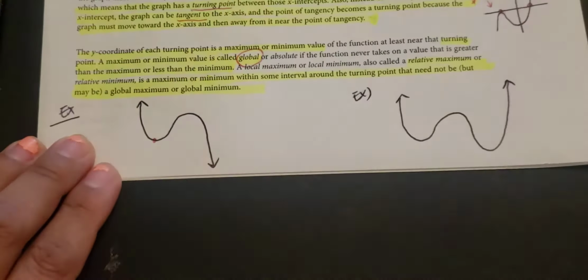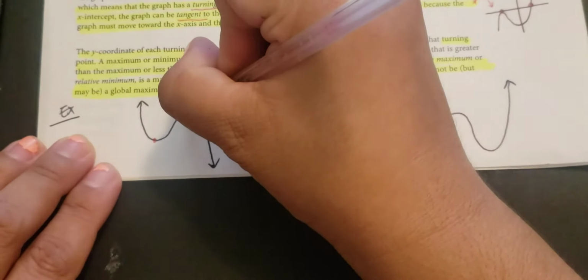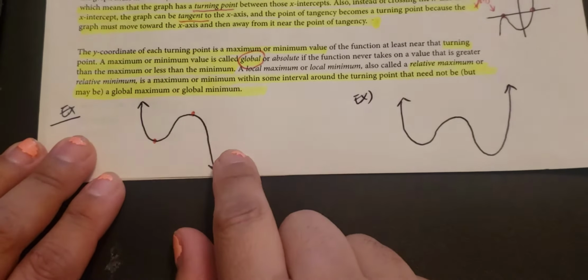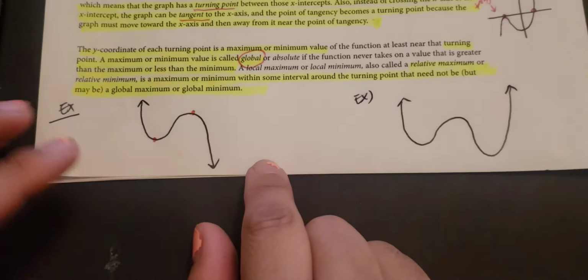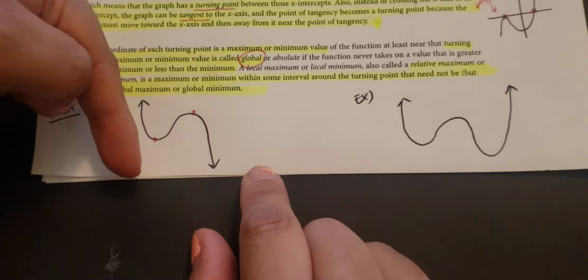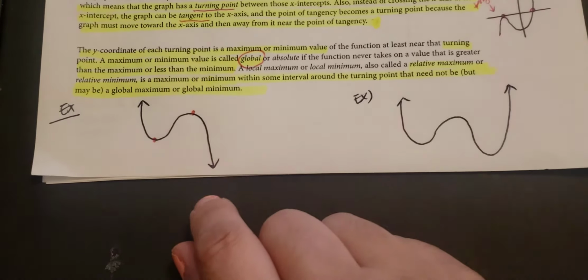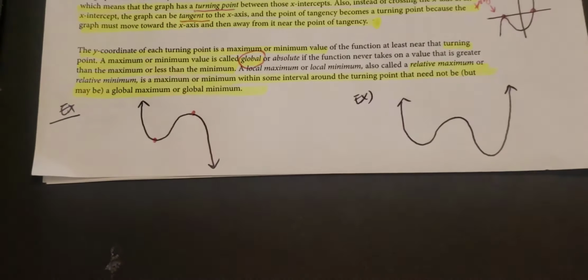This is a turning point, and this is a turning point, okay? So we have 2 turning points. This is where it changes directions. So it goes down, then up, and then goes down. Remember, in those turning points, it's where it decides to change direction, okay?